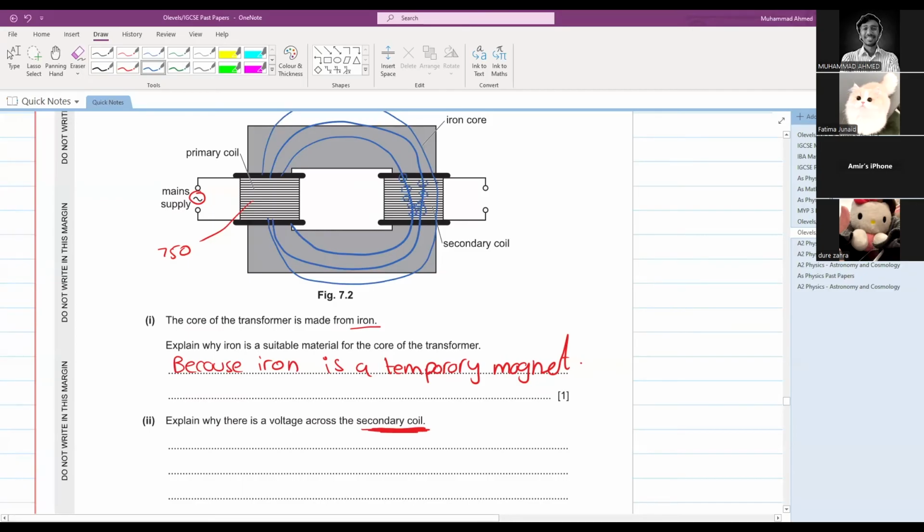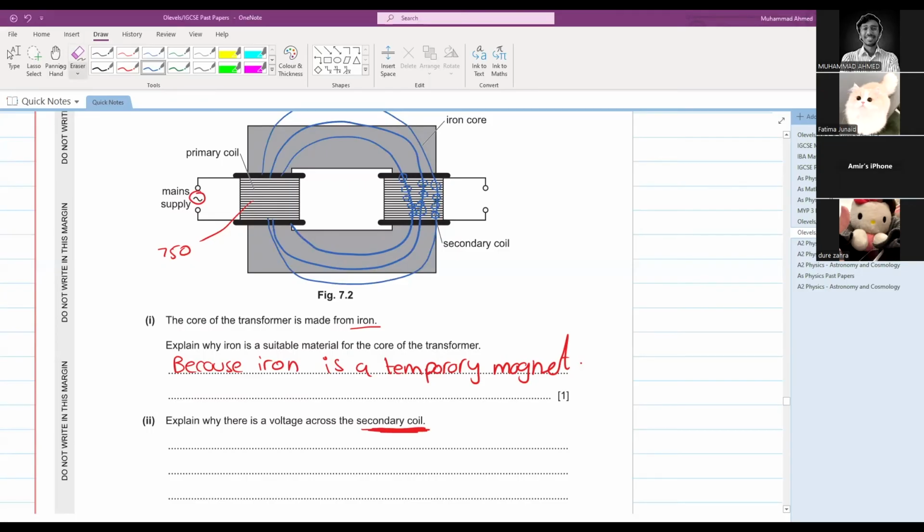These magnetic field lines cut with the secondary coil, and as they cut with the secondary coil, they produce voltage in the secondary coil. Let me repeat it. The current in the primary coil generates magnetic field lines. These magnetic field lines cut with the secondary coil. As they cut with the secondary coil, voltage is induced in the secondary coil.